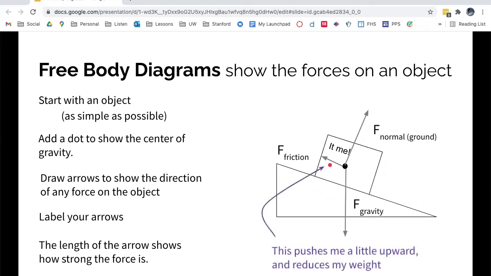And this little bit of an up arrow, it's pointing slightly up, that is what is reducing my weight. My weight, or the scale, read a little bit less because friction was holding on to some of that weight through the scale, and it wasn't reading on the scale itself. There's a little bit of a force pushing me back up that counteracted the force of gravity pulling me back down.